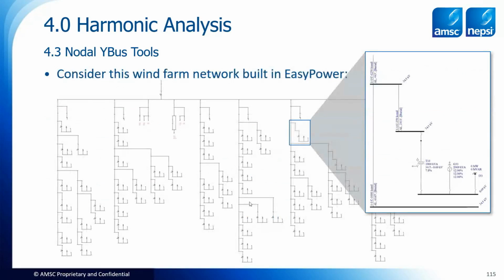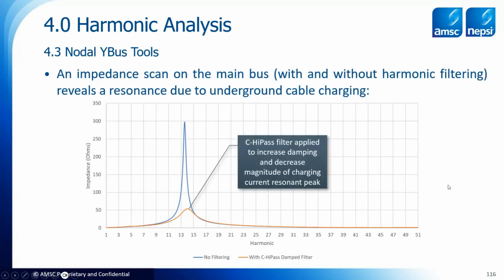Here's an example. Here's nodal Y-bus being applied to a wind farm in a software called EasyPower, if any of you are familiar with it. I've built the entire model of the wind farm. If I zoom in on this piece, you can see it here. It's pretty detailed. It models all the components that I want to have. And I did what's called a frequency scan on the main bus. And I discovered that there's a resonant point, and that if I added a C high pass filter to it, I can damp out that resonant point, okay?